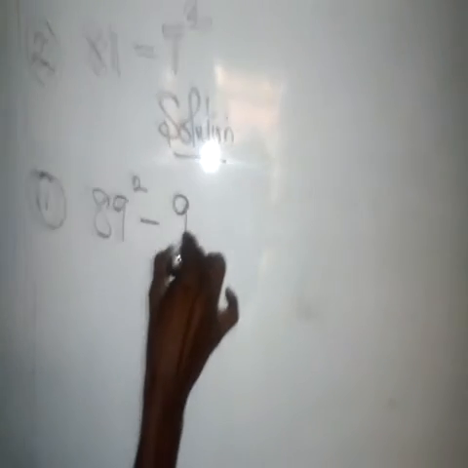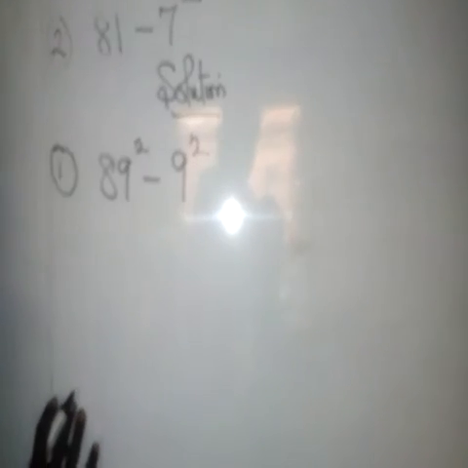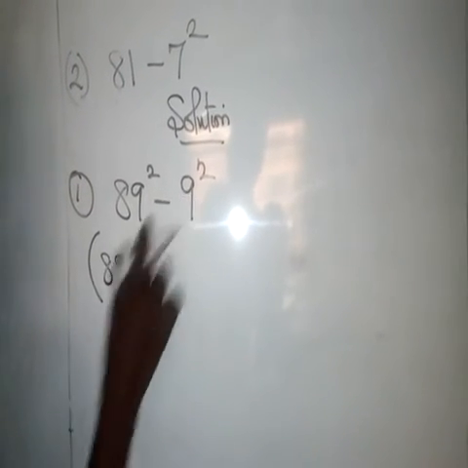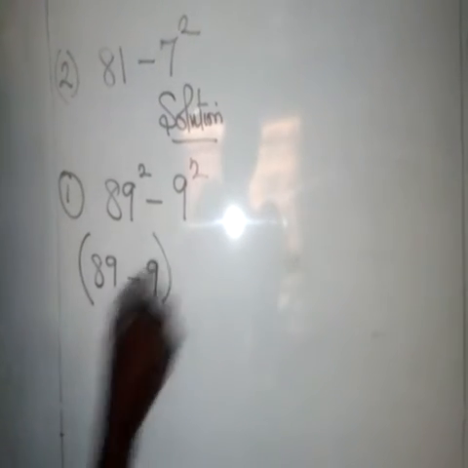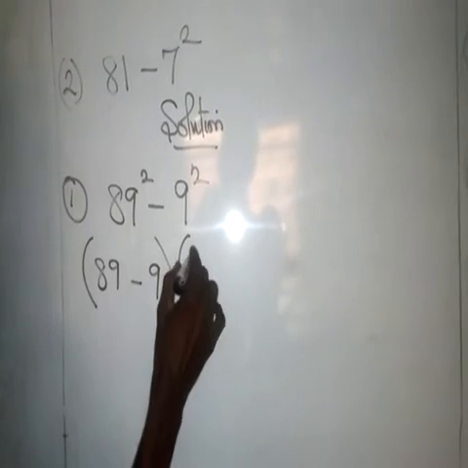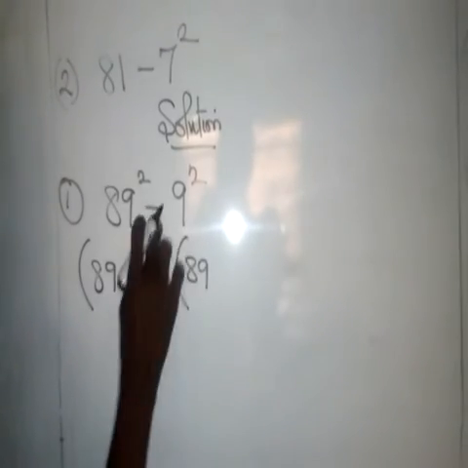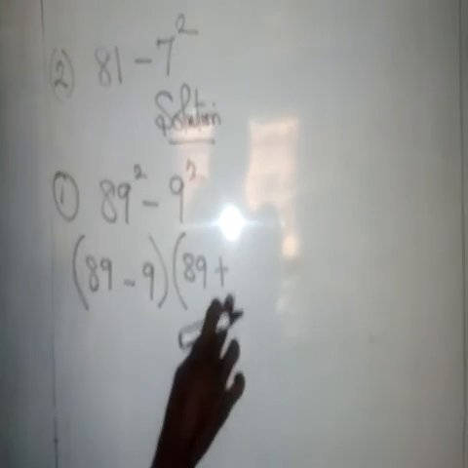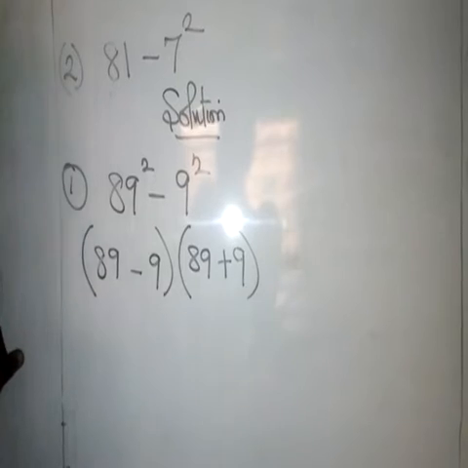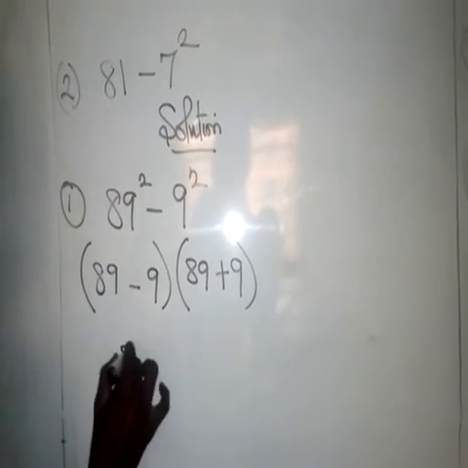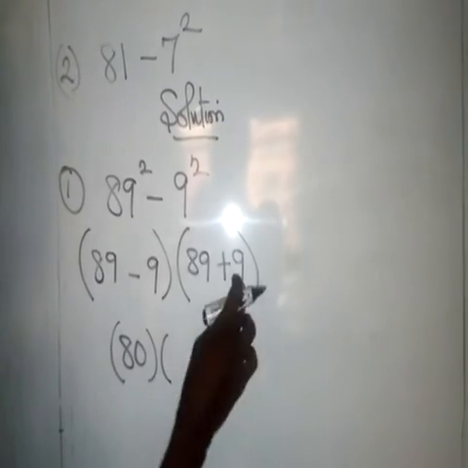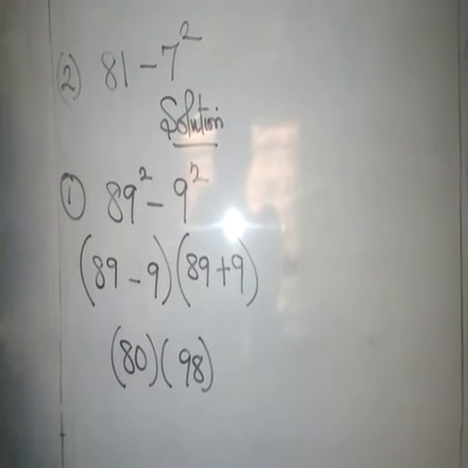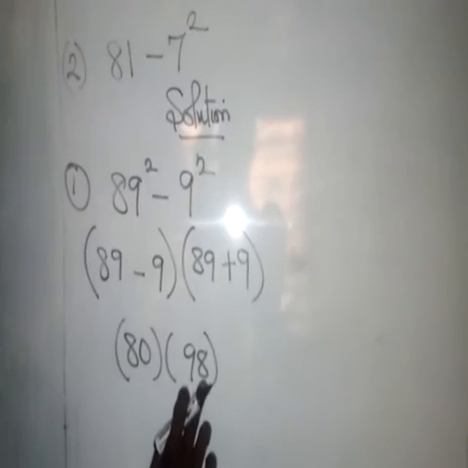89 squared minus 9 squared. With the method of difference of two squares, I can simply pick 89, just one value, then 9 minus 9 in one bracket, and in the other bracket pick the other 89 and then plus. Remember, difference of two squares goes with different signs, plus and minus. Then pick the other 9. Subtract this, what will I have? I'll have 80. And then add this, what will I have? I'll have 98. Then having this, I can just simply multiply and get my answer.